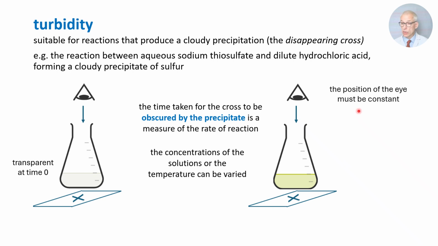Okay, so the position of the eye must be constant, if we're asking the observer to time for when the cross disappears. Well, the position of the eye is a significant factor, so that must be consistently the same. The depth of the solution, in other words, the total volume of the reaction mixture, must be kept the same. Obviously, a deeper solution would be more obscuring, so we must keep that the same between different tests.